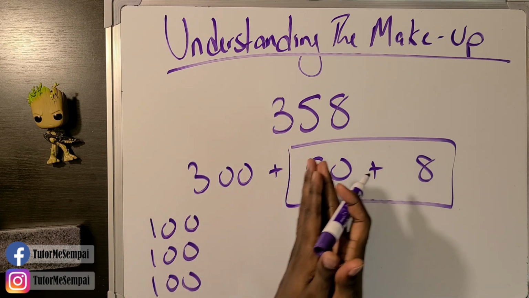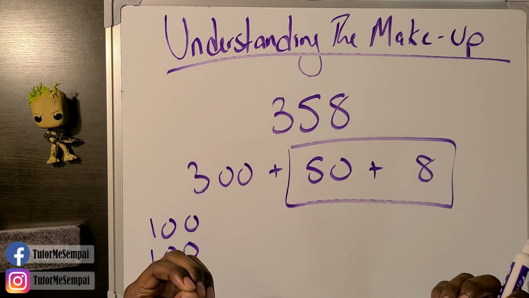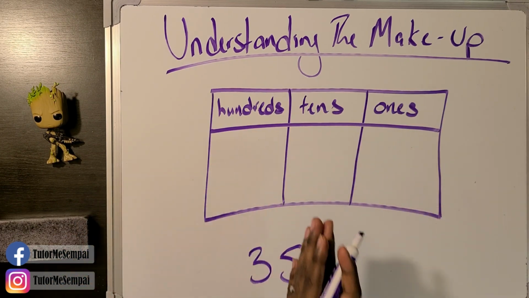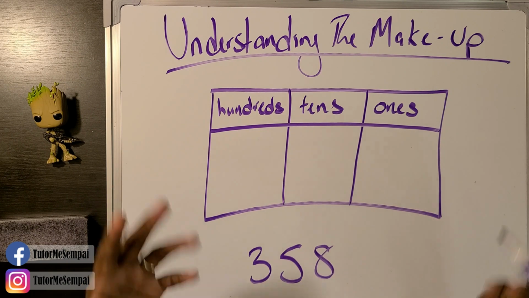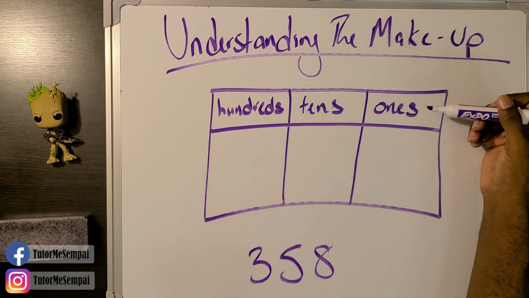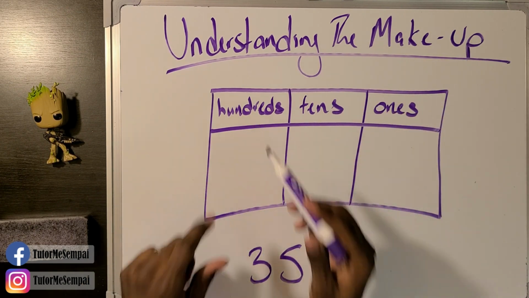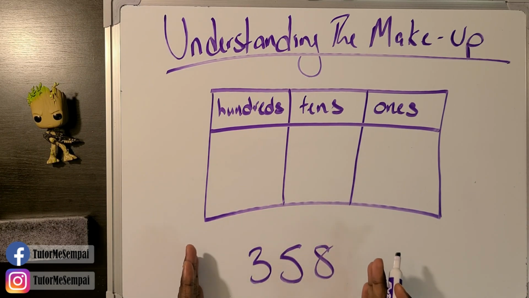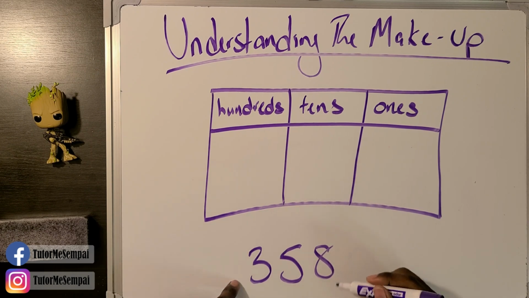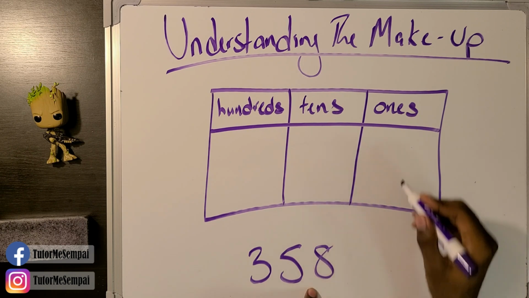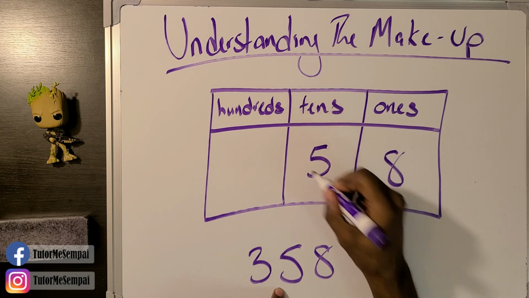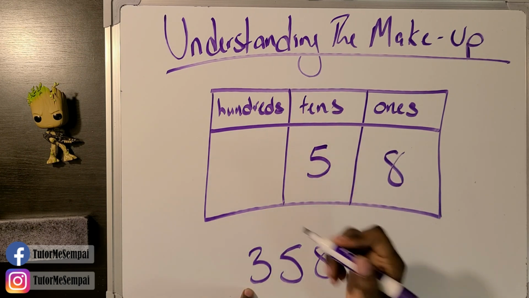So now that we know what each of these numbers within 358 represents, how do we use that in our place value chart? If we're given a place value chart like this, it is pretty much asking us to tell it, for your given number, how many ones you have, how many tens you have, and how many hundreds you have. But we just figured that out for our number 358. So now that we know what this represents, let's put it into our place value chart. This tells us we have 8 ones, we have 5 tens, and we have 3 hundreds.